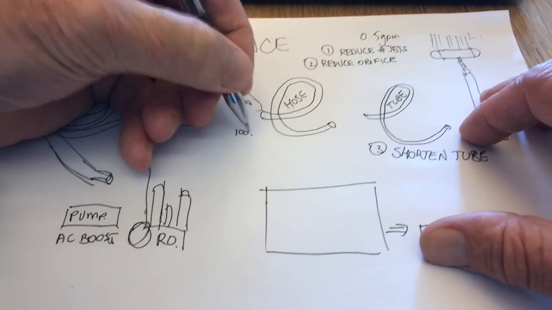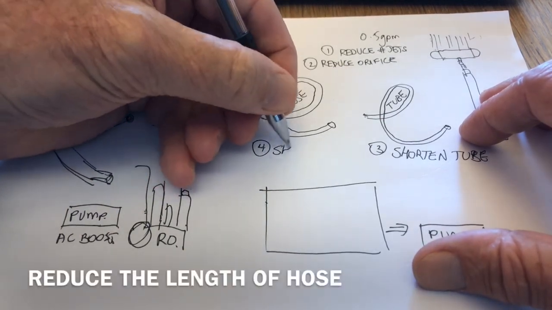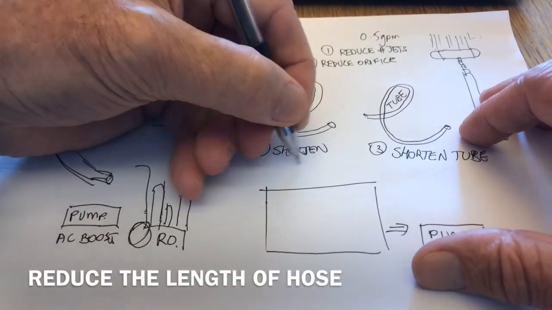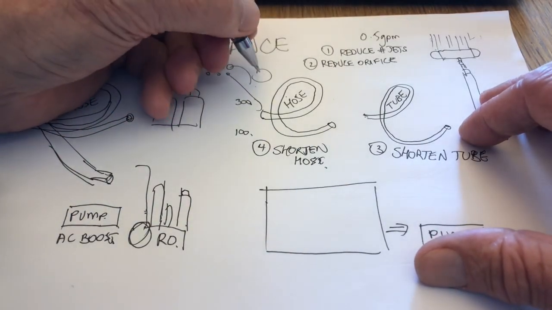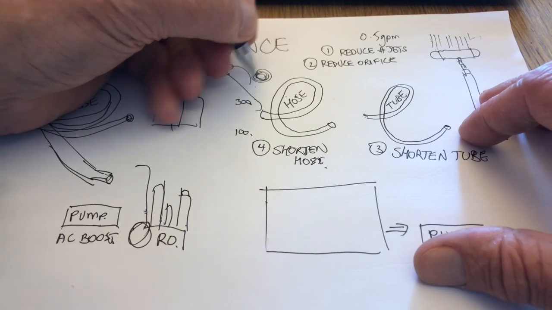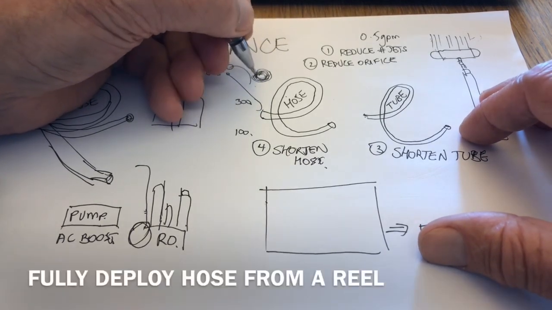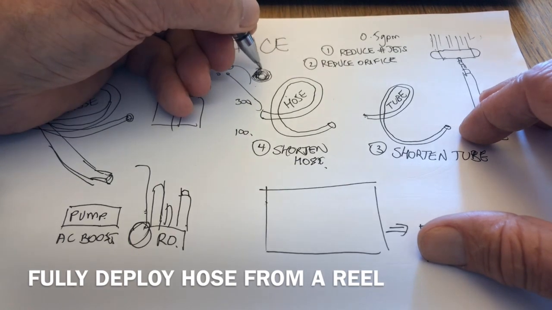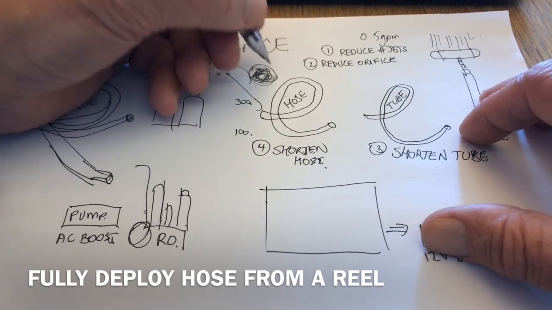If you have 100 feet of hose, it'll have less resistance. So 4 is shorten the hose. Yeah, don't have too much hose. If you've got the hose on a reel, you're making the water go round and round and round. Water wants to go straight. It wants the path of least resistance. You're making it go round and round. It's always going straight, hitting a wall, going straight, hitting a wall. So get all your hose off a reel.